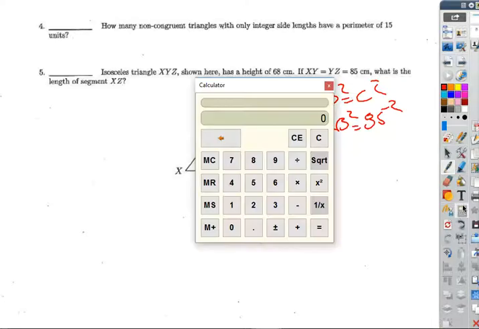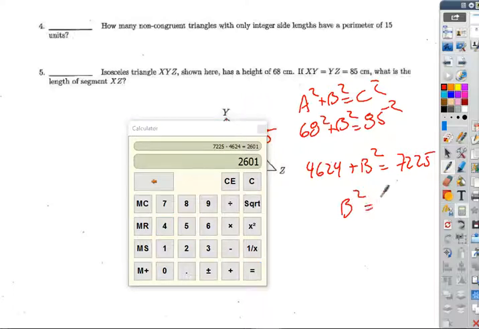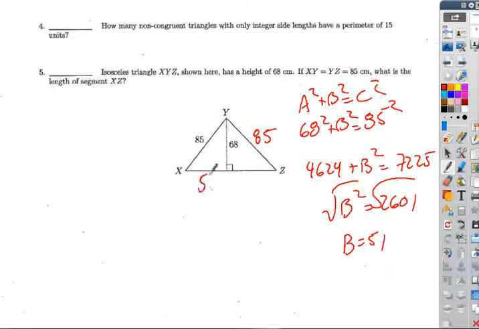Let me get my calculator. 68 squared plus b squared is equal to 85 squared. So I'm going to subtract 68 squared. So b squared is equal to 2601, take the square root, and that's equal to 51. Who knew? If this is 51 and this is 51, therefore the whole side length has to be, drum roll please, 102.